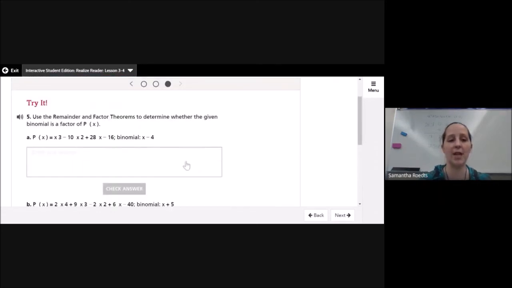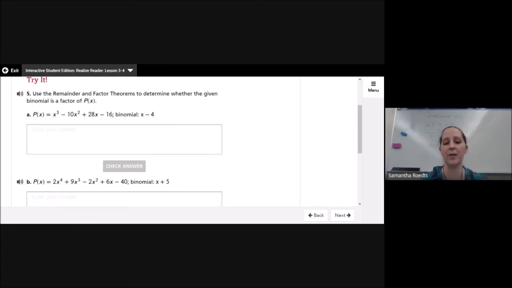All right, so let's try it. Use the remainder and factor theorems to determine whether the given binomial is a factor of p of x. So a, p of x equals x cubed minus 10x squared plus 28x minus 16 with a binomial of x minus 4.